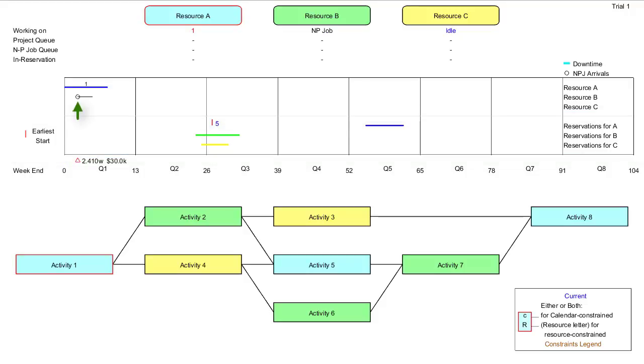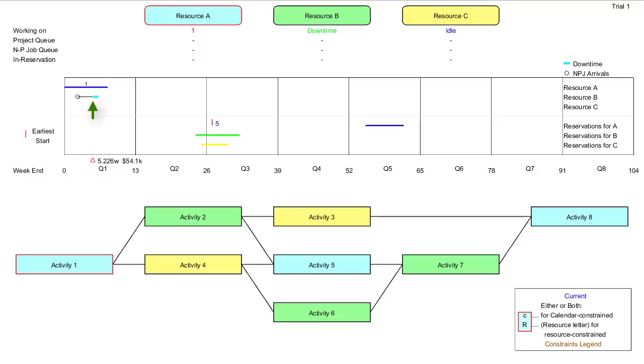I've stepped the simulation to the arrival of a non-project job for Resource B. The arrival is indicated by a black circle. When a non-project job commences, a black line indicates its duration, as shown here. Note the time pointer has advanced to 2.410 weeks. The cumulative project cost is indicated at the right.